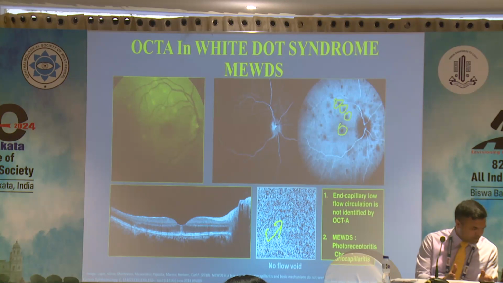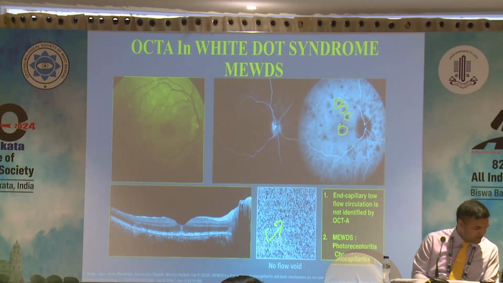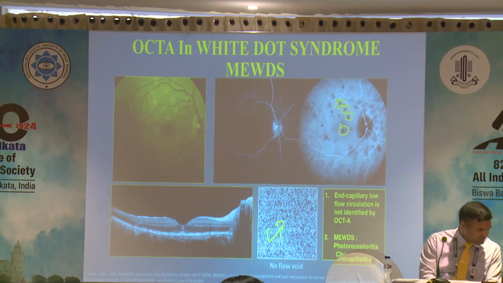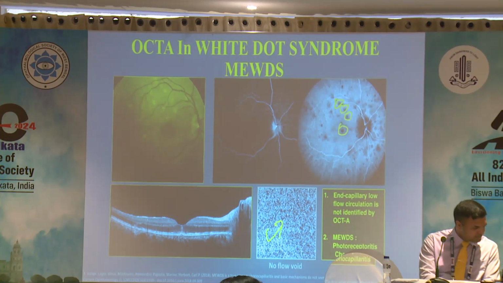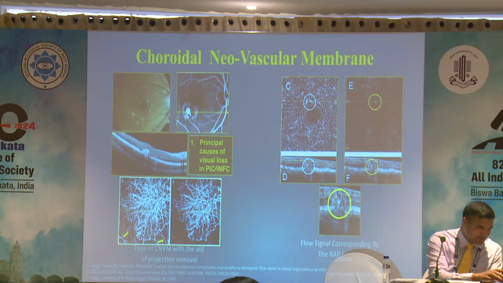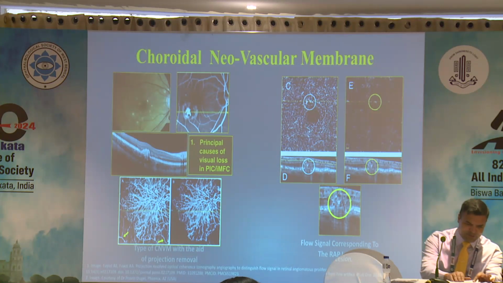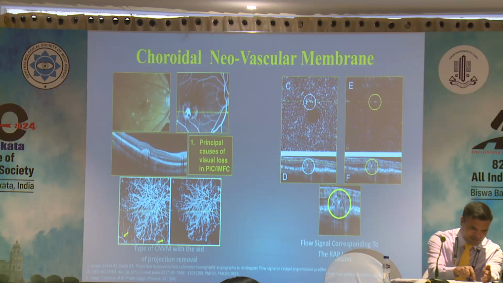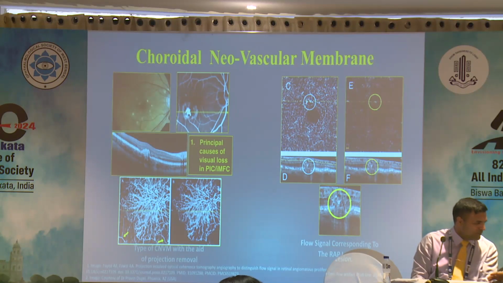Does this disease involve the capillaries or not? Yes, it does. So what is the problem in this patient? The problem is that OCT angio was not able to identify the flow circulation in the end capillary vessels. So this drawback of the OCT angio can help us to differentiate multiple evanescent white dot syndrome from other white dot syndromes. So this was an example where the drawback was used to differentiate between the different pathologies.